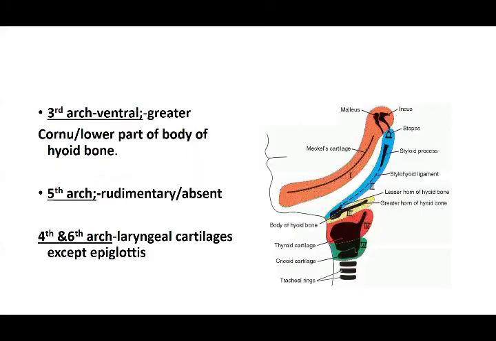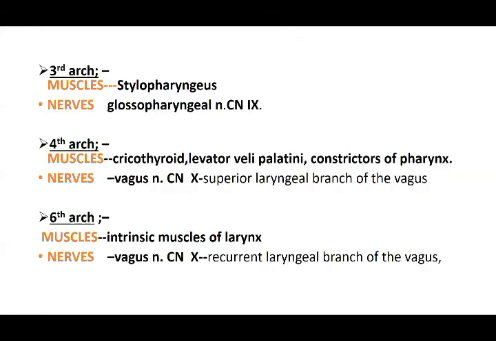The third arch, rudimentary, gives rise to the lower part of the body and the greater horn of the hyoid bone. You see this picture, this shows you the different parts. Then the fifth is rudimentary and doesn't give rise to anything. The fourth and the sixth give rise to the laryngeal cartilages and the epiglottis. So the nerve of the third arch is the glossopharyngeal, and of the fourth and sixth is the vagus nerve.